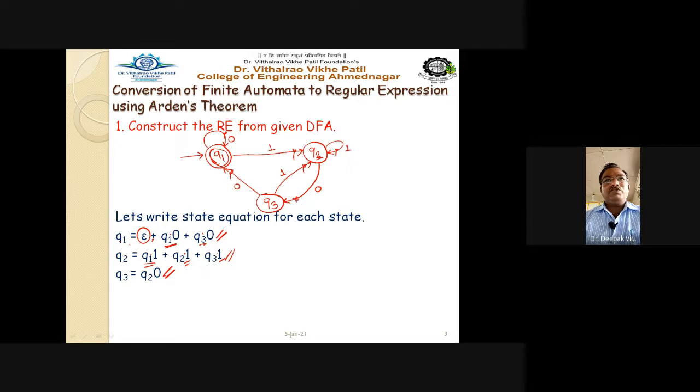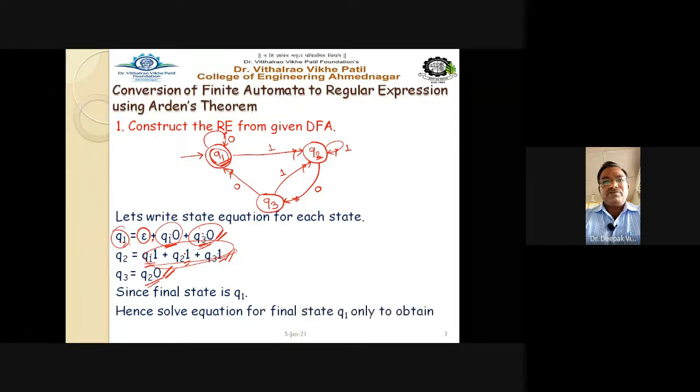And you know that Q1 being the final state, we have to solve the equation for Q1. But while solving the equation for Q1, we have to consider the entities. Q1 dot 0 is there, no doubt, but also Q3 dot 0, so we have to solve this Q3 dot 0. Q3 dot 0 we can replace with the help of Q2 dot 0, but Q2 dot 0 means this total entity will be there. So step by step, we'll see how to solve this equation. Since the final state is Q1, solve the equation for the final state Q1 only to obtain the regular expression. Now see how the steps are taken here.